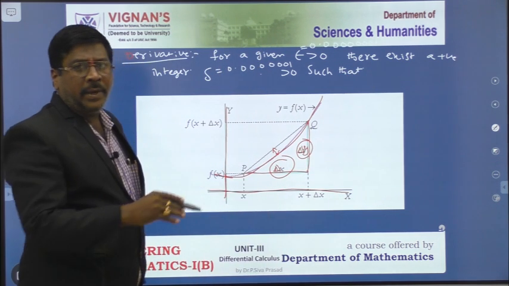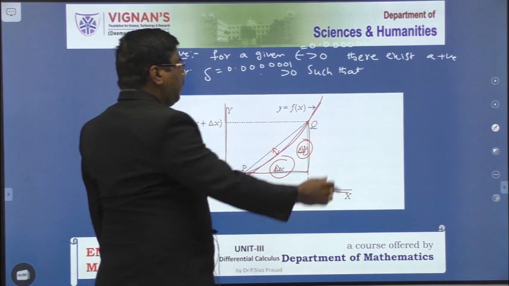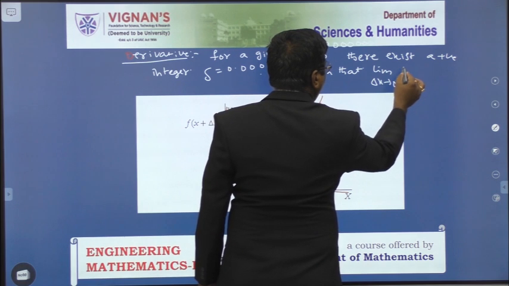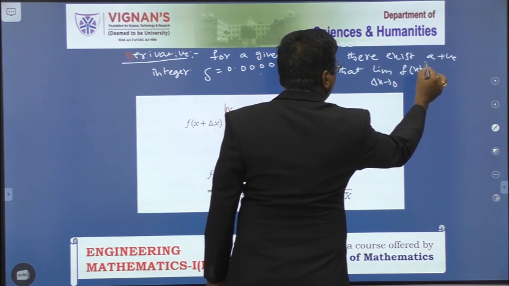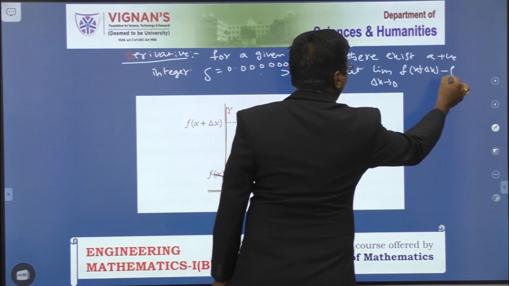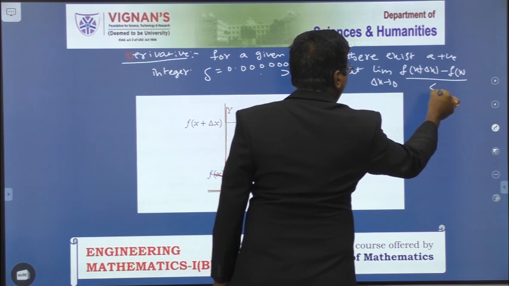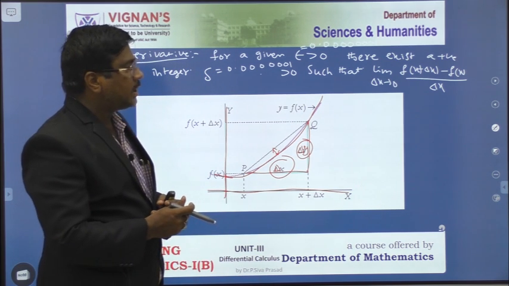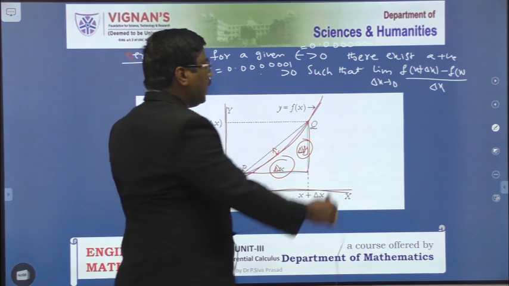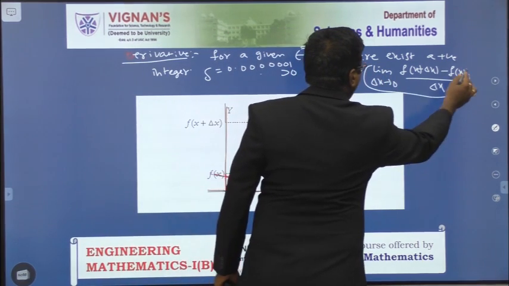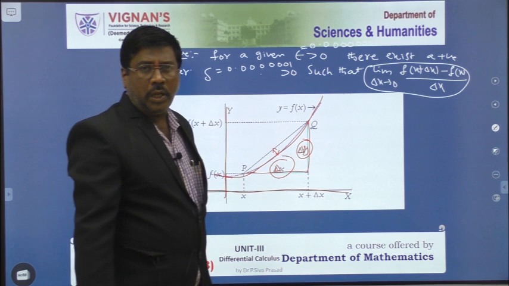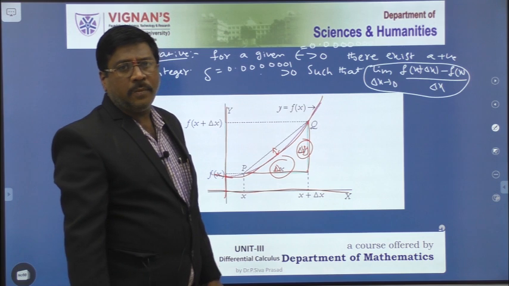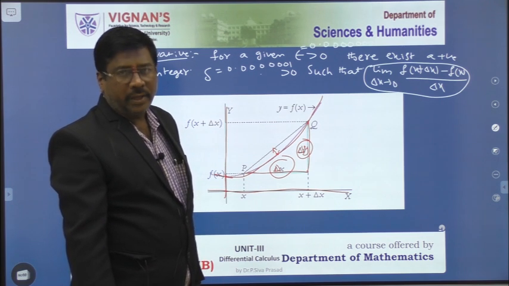what we discussed in limits and continuity. So here the limit value must exist. The limit as delta x tends to 0 of f of x plus delta x minus f of x, by delta x. If the limit value exists, only then is the function f of x said to be differentiable at that particular point x.